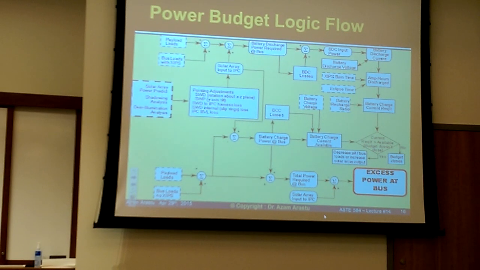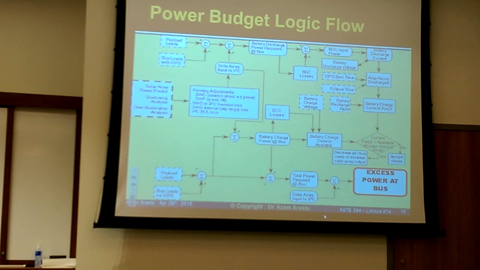Bus loads will be a heater load, there will be loads for processors that are running, reaction wheels are running, there's a whole bunch of bus loads, transmitters for the TNCs. So we make a list of all this. Plus, if there are electric thrusters, that's a load too. So we take all these things, add them all together, and then look at what the total solar array output is.